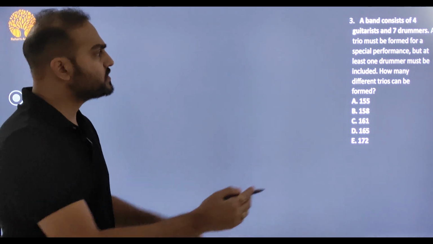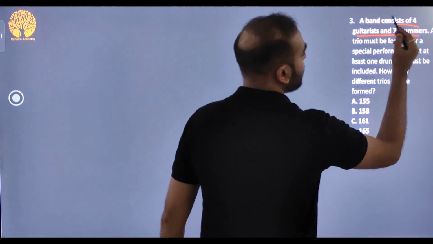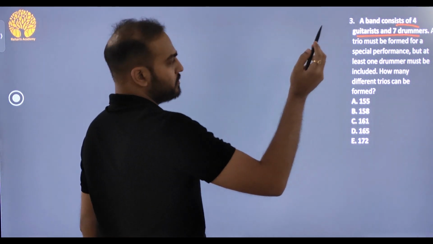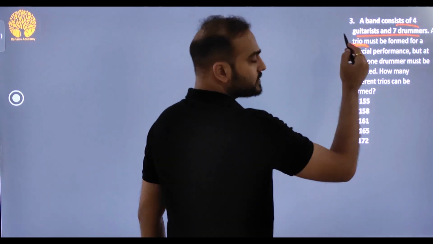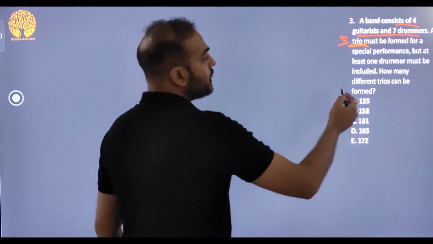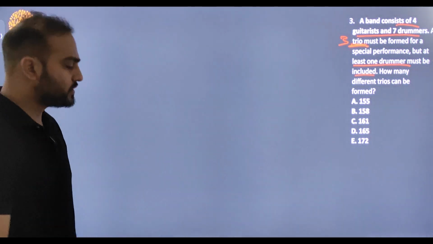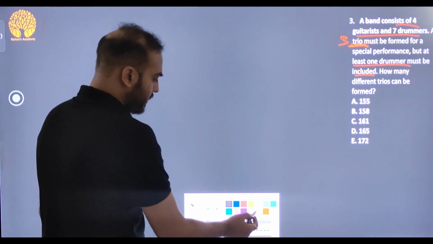Moving to the next one. This is very similar to what we did just now. We have a band of 4 guitarists and 7 drummers, so total 11 people. A trio, trio means 3 people, must be formed for a special performance. At least one drummer has to be there. At least one drummer has to be there.